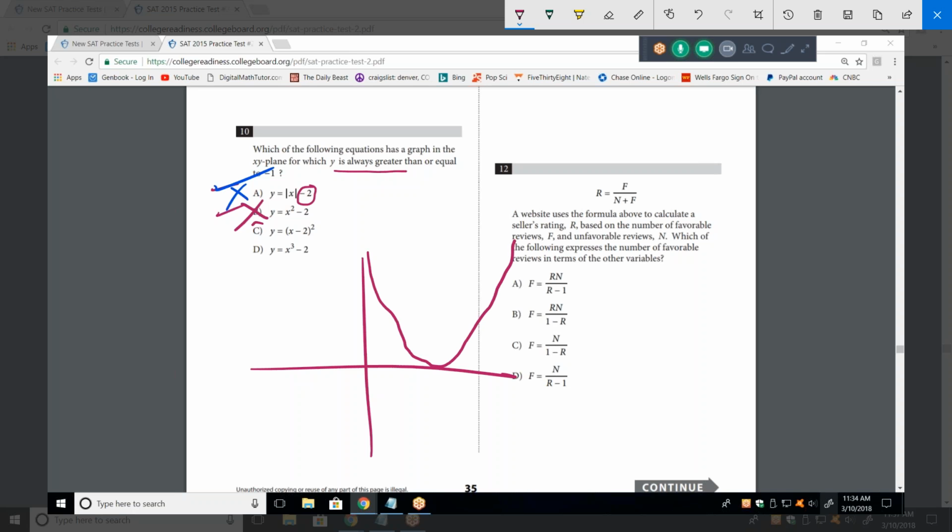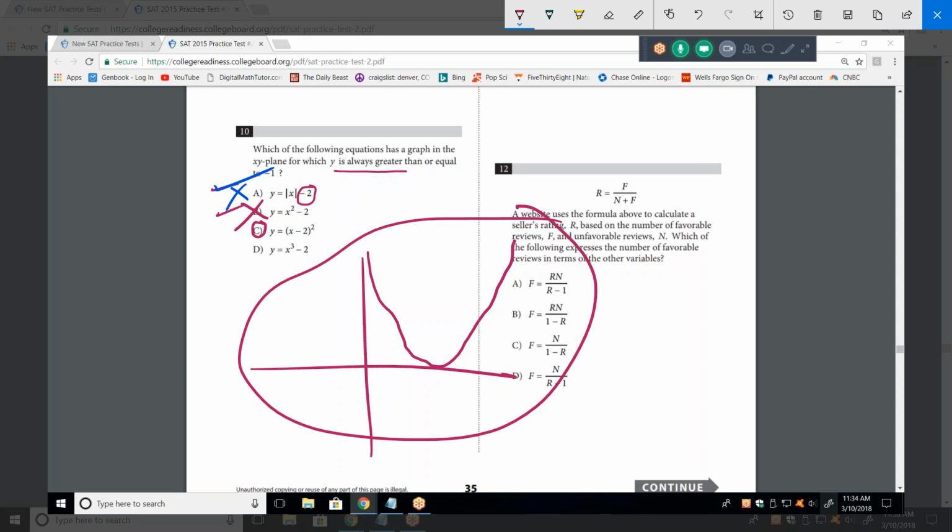Are we done with the problem? No. Actually, we are. Yeah. Because we can see visually that that's correct. There is no y value there that is not greater than minus 1. Okay? So they're not going to give you 2 correct answers.